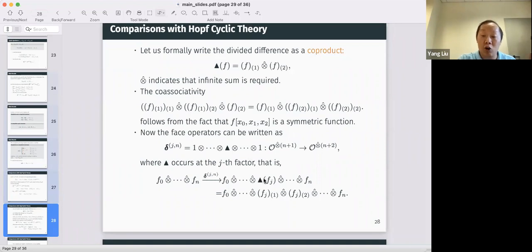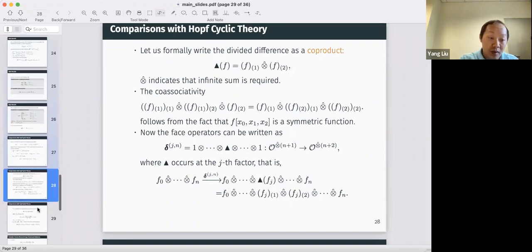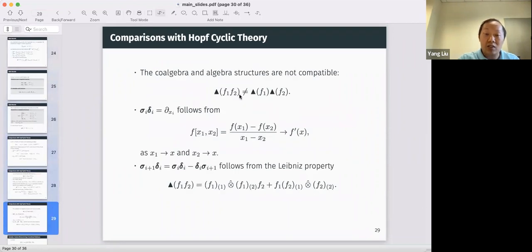You apply the coproduct, for example, on the J-th factor. The main reason we don't have the usual cyclic theory is that this co-algebra and algebra structure are not compatible, right? From the standard relations between divided difference and the derivative, these morphisms will include all the partial derivatives, and here is the Leibniz property.